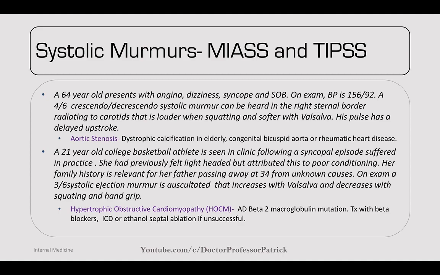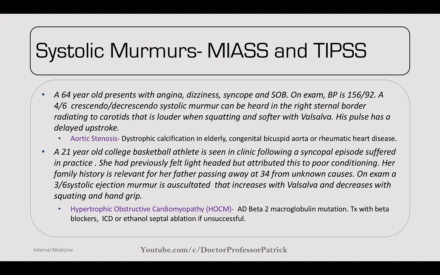So their pulse has a delayed upstroke. So this is a classic finding for aortic stenosis. So you've got a dystrophic calcification in the elderly, and then commonly you can see congenital bicuspid aorta in somebody with Turner syndrome or a familial inheritance of it.